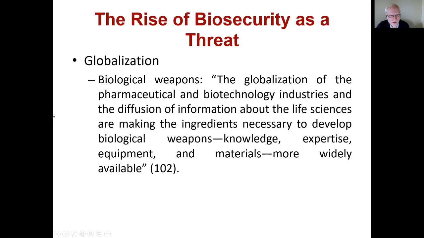Globalization. So globalization has increased the biosecurity threat through multiple pathways. First, biological weapons. The globalization of pharmaceutical and biotechnology industries and the diffusion of information about the life sciences are making the ingredients necessary to develop biological weapons, knowledge, expertise, and equipment and materials more widely available. That's similar to the point that we talked about before, where you have more and more people who have skills in biotechnology. Well, these people aren't located just in one region, they're spread across the globe.